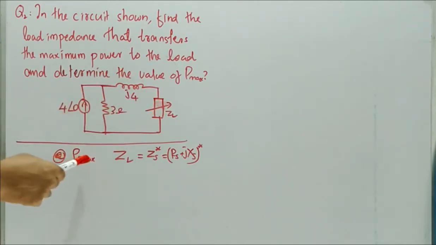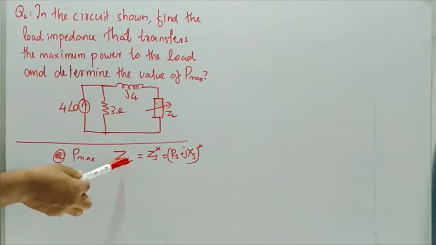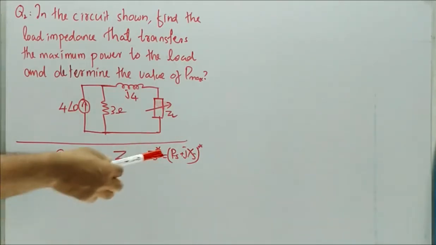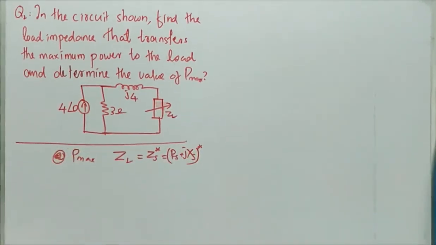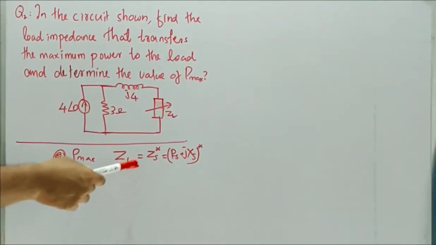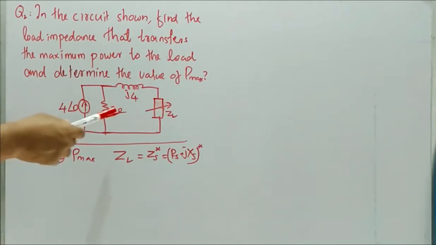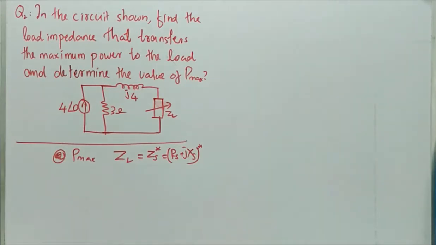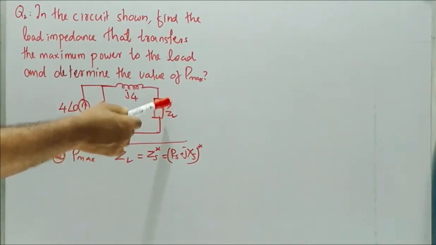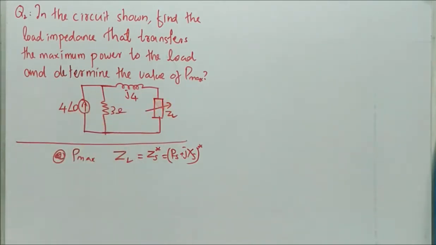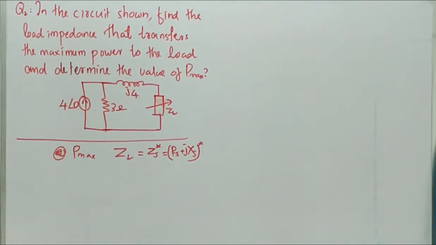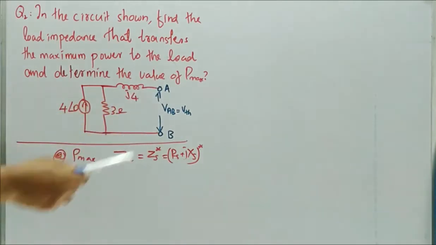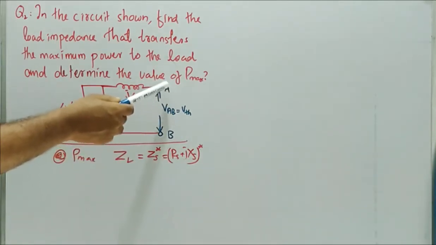We know that at maximum power, the load impedance is the complex conjugate of the source impedance, that is Rs plus jXs conjugate. So in order to find the source impedance, we need to find Thevenin's equivalent network corresponding to this network. First of all, we can remove this load impedance and mark the open circuit terminals as A and B. This is the circuit after removing ZL from this branch. Here the open circuit terminals are A and B.